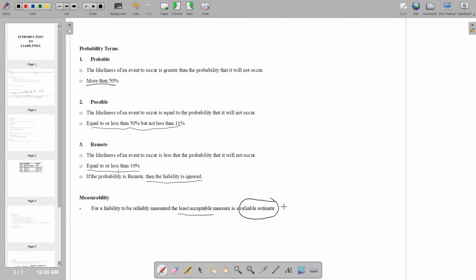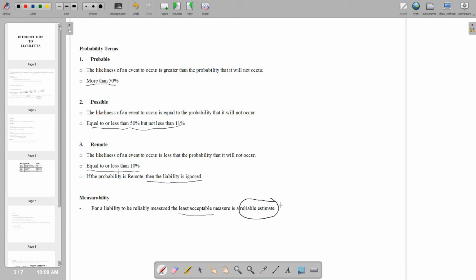For a reliable estimate, you should consult with experts. Let's say, for example, I have a company and then the workers went on a strike and they filed a case against me. Now, there is a chance that I will lose. So, who do I have to talk to in order to know the estimated amount that I will pay? I have to consult with a lawyer. What if I have a liability from tax implications? Whom do I have to talk to know the reliable estimate of liability? Then you have to talk to a CPA, or an accountant for that matter.